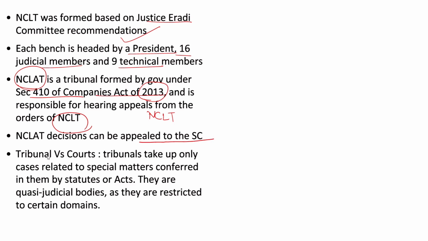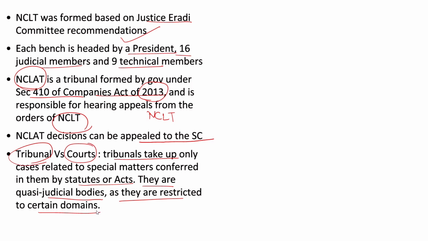Now let us look at the basic difference between courts and tribunals. So tribunals take up only the cases related to the specific matters conferred in them by the statutes or acts in which they are established. They are quasi-judicial bodies, which means that they are restricted to certain domains as per the statute or act by which they were formed.